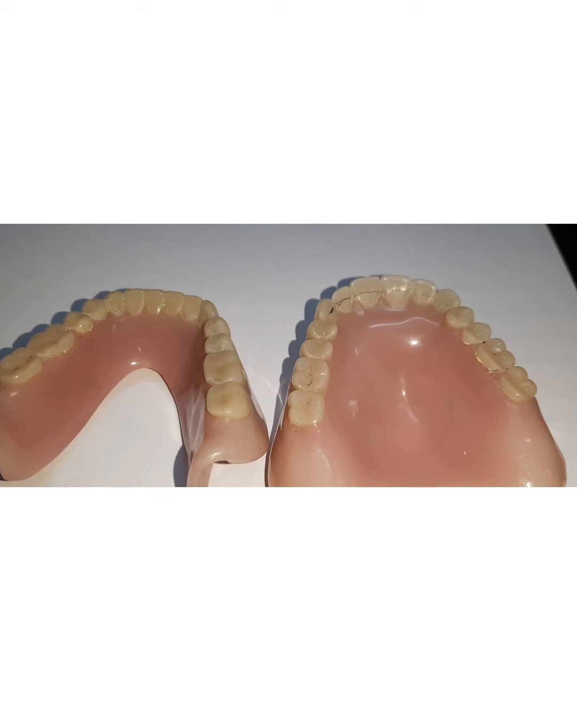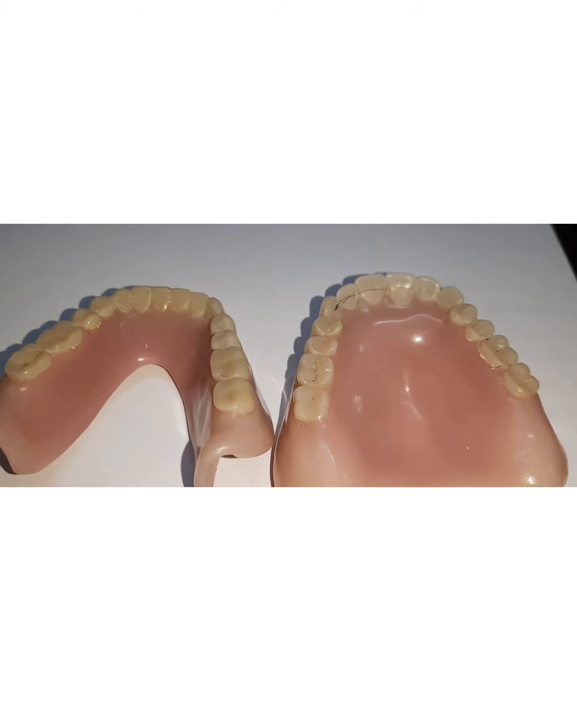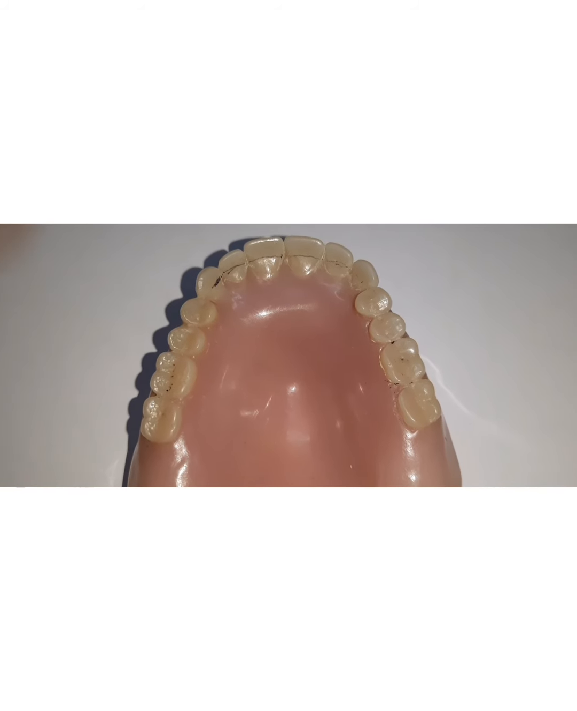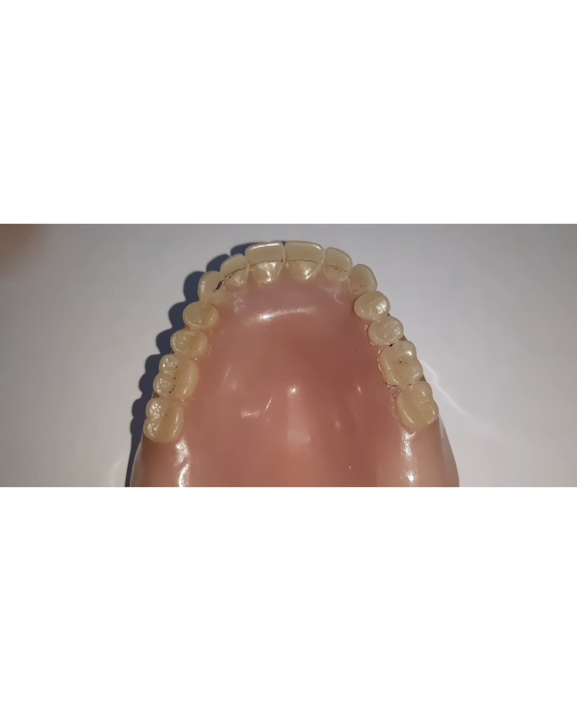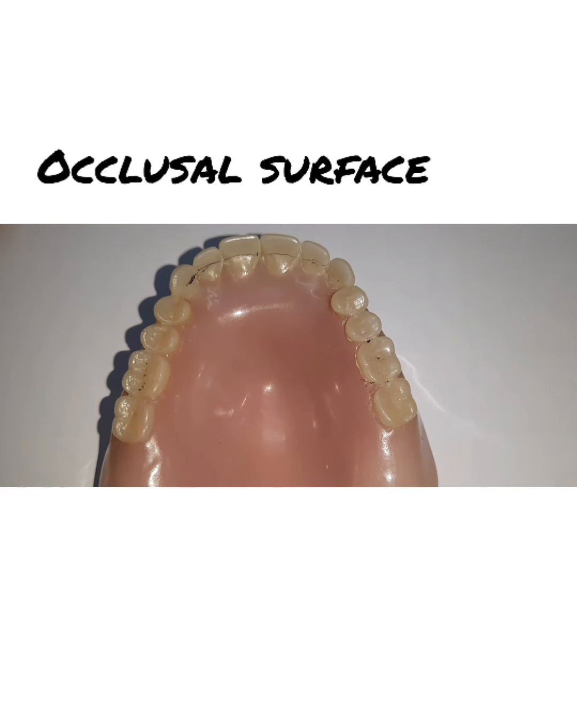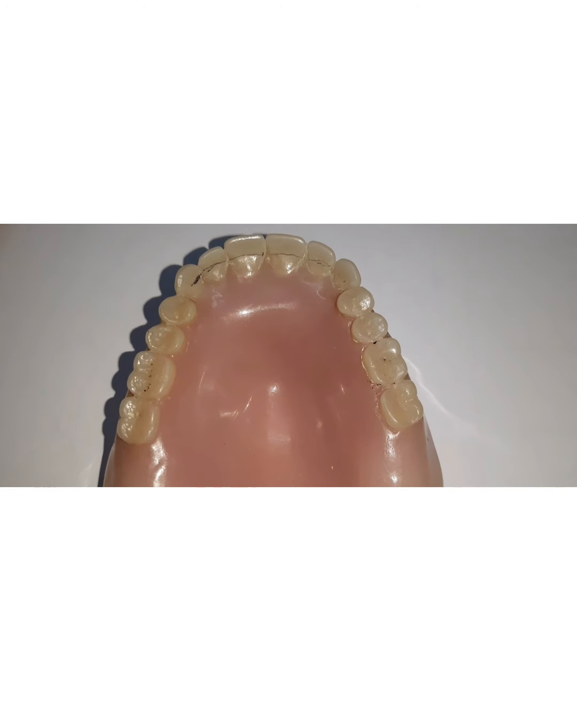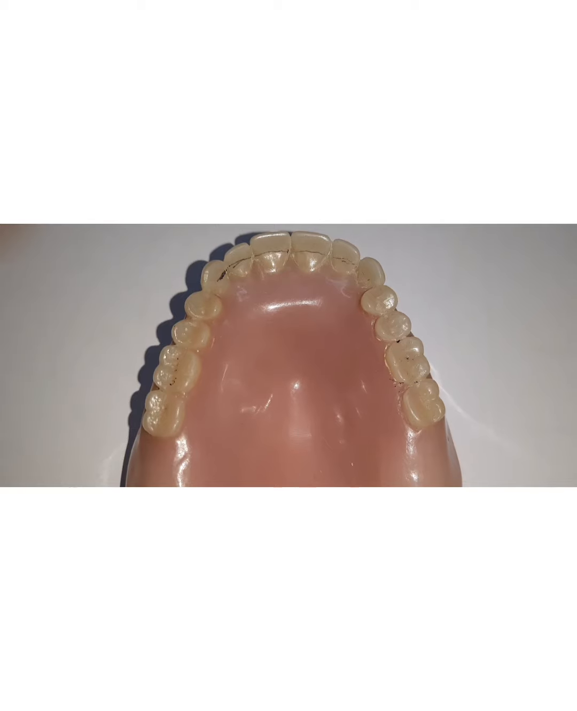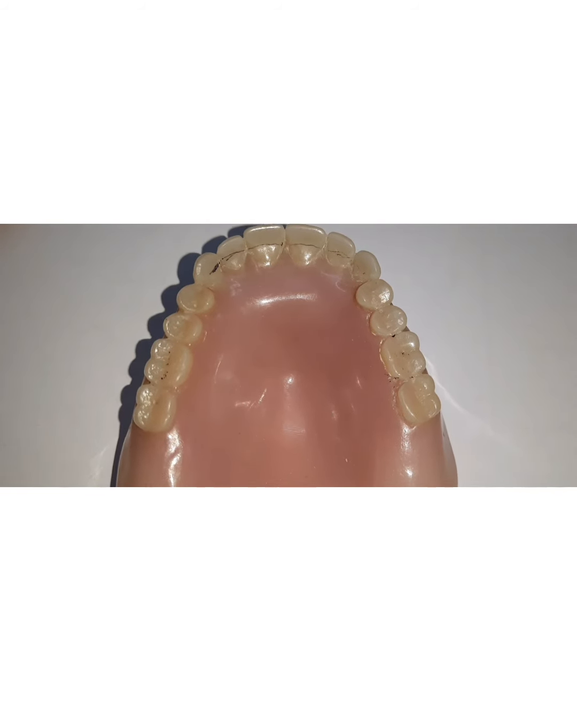This is to facilitate plaque control. This is very important. The next surface is the occlusal surface. Now, occlusal surface by definition is a surface of a posterior tooth or occlusal rims that is intended to make a contact with the opposing occlusal surface.